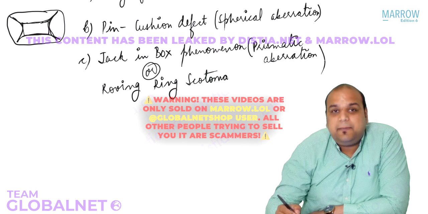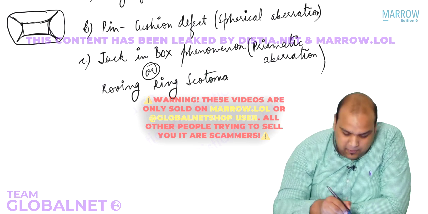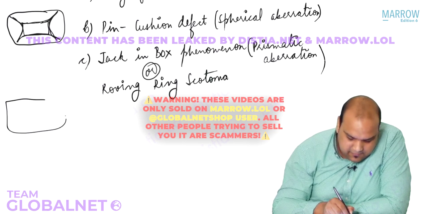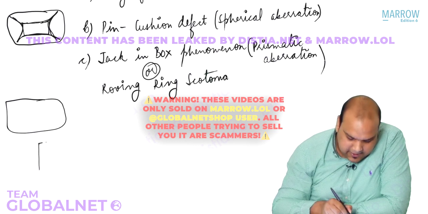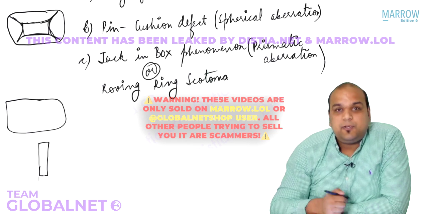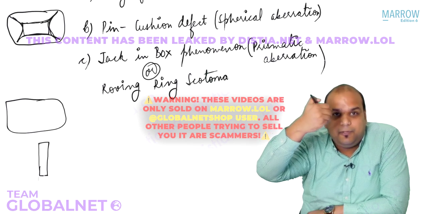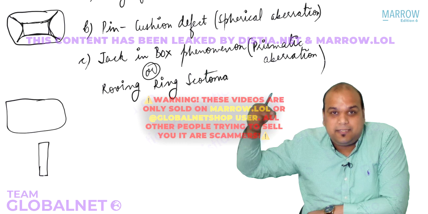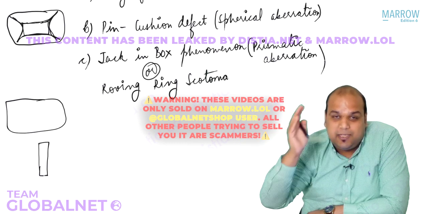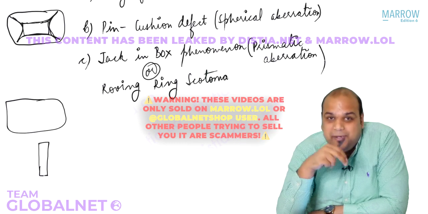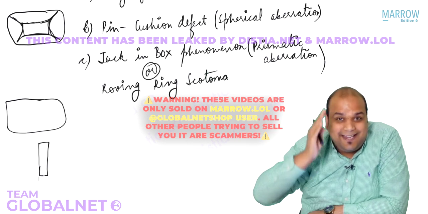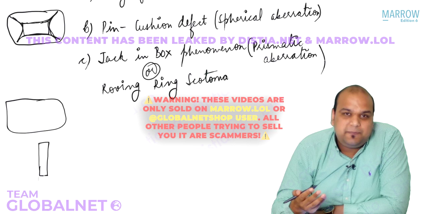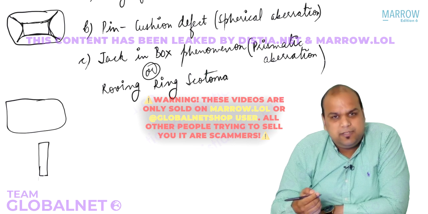What do I mean when I say prismatic aberration? Because my lens is thick, this is the front surface, but if I see it from the side, it has an edge also. So the light will enter from the front and be able to go out from the side. There will be two surfaces for refraction of light, like a prism: front surface, back surface. Because of the thickness there is a side edge also, and that is why this prismatic aberration occurs, which is known as the Jack-in-the-box phenomenon.